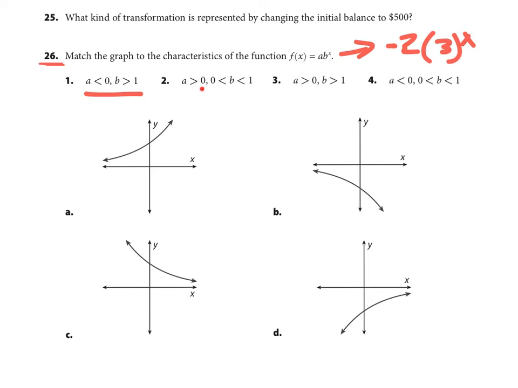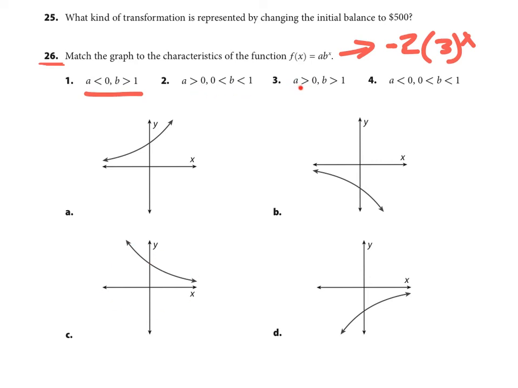Okay, let's think about this one. A is greater than 0, which means my y-intercept is positive, so it's either this one or this one. B is a fraction less than 1, which means it's got to be decreasing. This is the one that's going down. So that one would match this one.